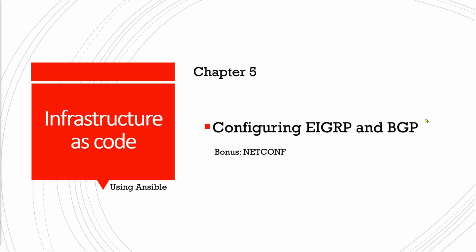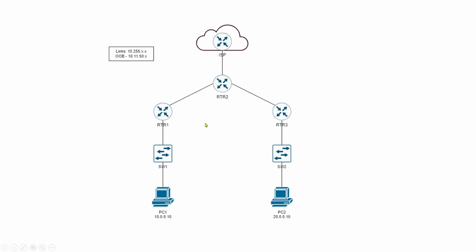But for our topology here, we have routers 1, 2, and 3. We're going to, in this video, configure EIGRP on them using Ansible roles. So it's a continuation of the last video, and we'll see some good examples of how to make different role names. And I'll base it on features, and then we'll make another one for BGP because router 2 has a connection to the ISP here.